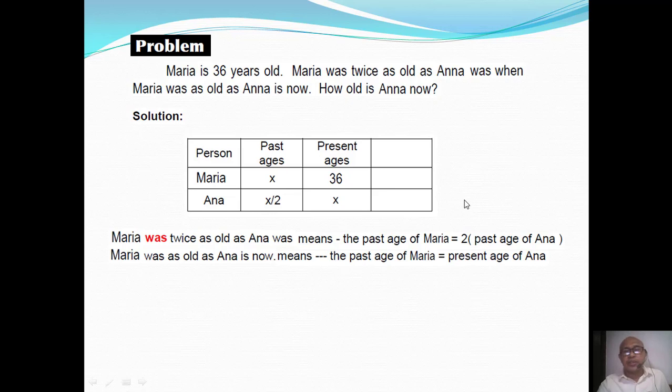Okay? So, to form the equation, we will make use of the number of years from the past to the present. So that is 36 minus X, the number of years from past to present, is equal to X minus X over 2. So that is the number of years also from past to present. This is based on Maria's age, and this is based on Anna's age. And from this, we can solve for the age of Anna, which is equal to 24 years old.